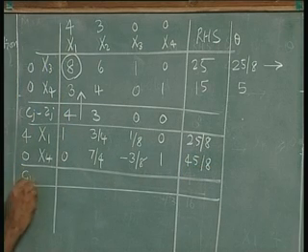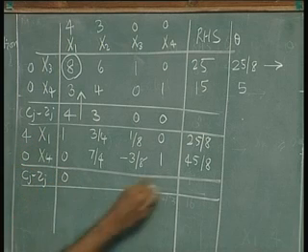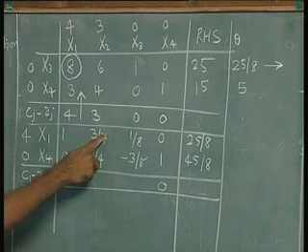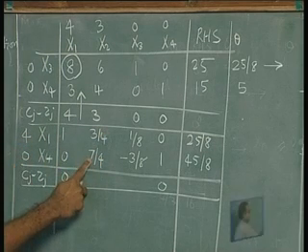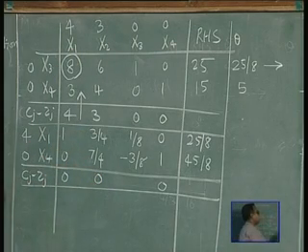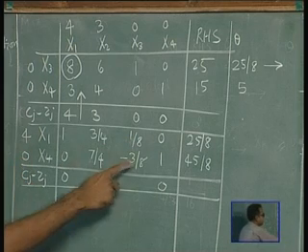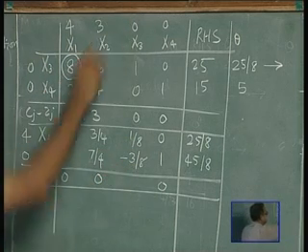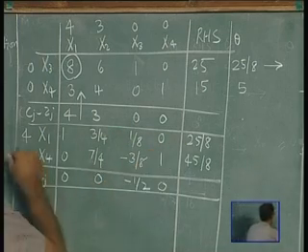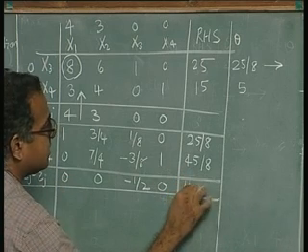Cj minus Zj, x1 and x4 are basic variables, so you get 0 and 0. Now this is 4 into 3 by 4 is 3, 0 into 7 by 4 is 0, so 3, 3 minus 3 is 0, 4 into 1 by 8 is half, 0 into minus 3 by 8 is 0, 0 minus half is minus half, 4 into 25 by 8 plus 0 into 45 by 8 is 100 by 8.